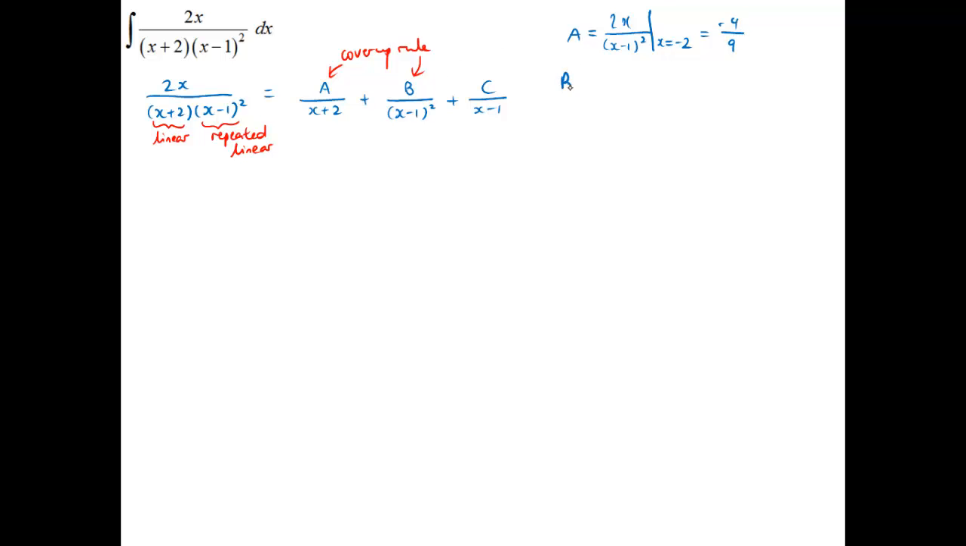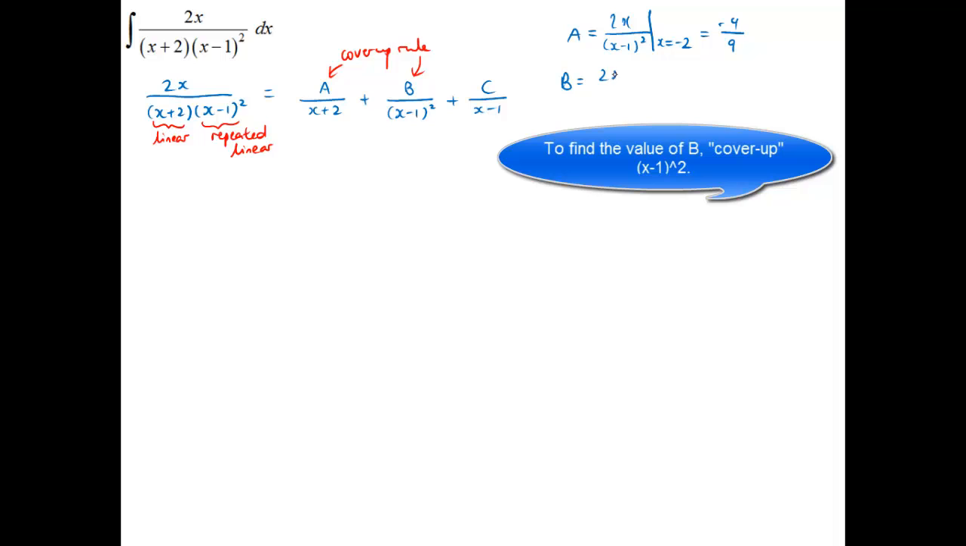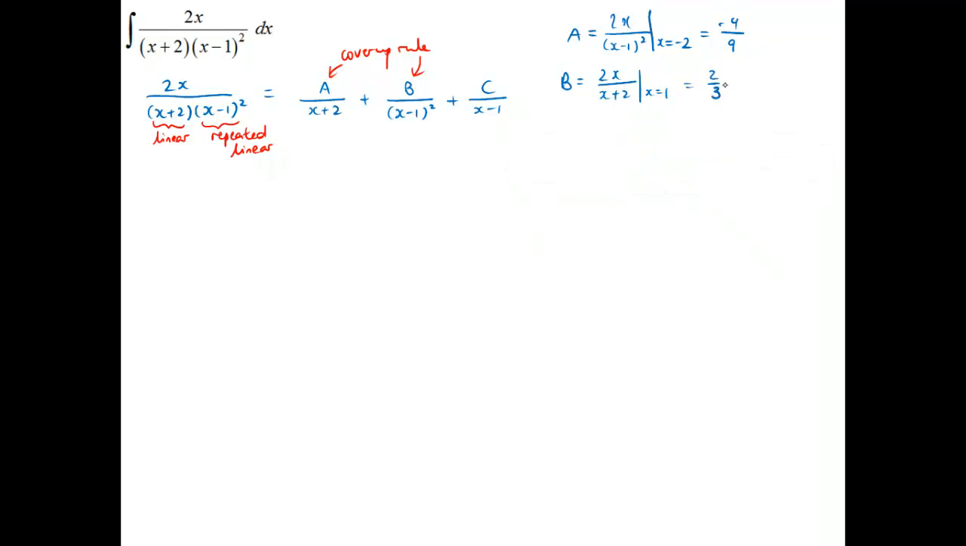Do the same for B. To find the value of B, I have to cover x minus 1 squared. So whatever I covered, which is x minus 1 squared, let it be 0. That will make x equal 1. So I have 2/3.